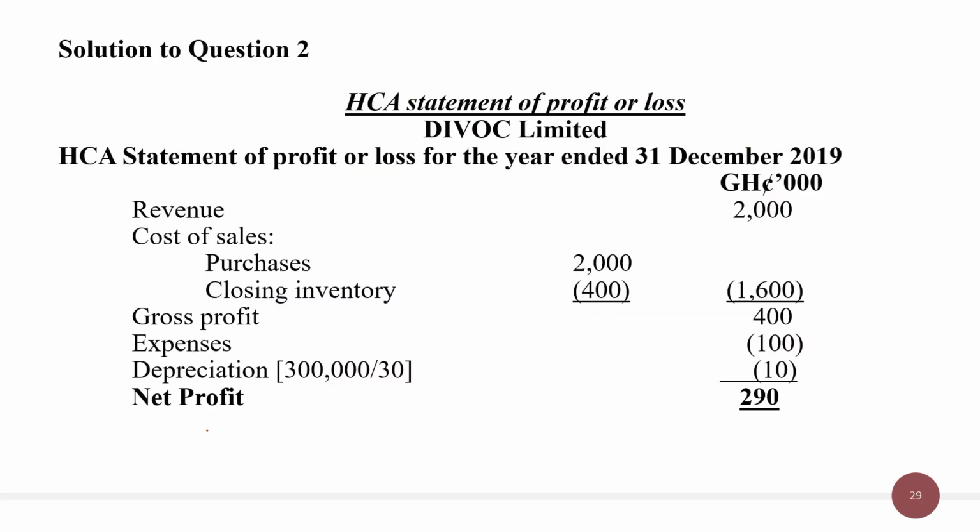So we have the historical cost accounting statement of profit or loss, like we discussed. 2 million revenue, purchases 2 million, closing inventory 400. How we got it, you know. If you are in doubt, go back to the question. The 2 million purchases is 800 times the purchases you were given in the question. And then the closing inventory will be 200 units times. Okay. Then you have your gross profit, expenses, and depreciation. 290 net profit we have.